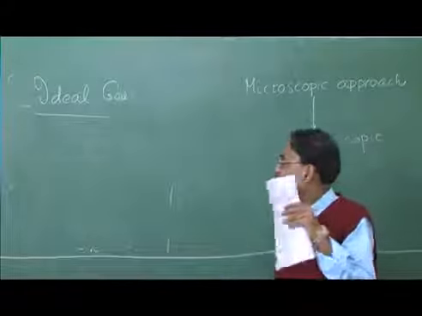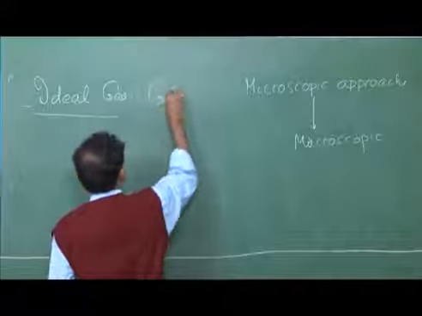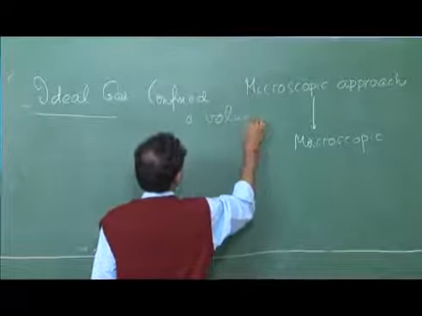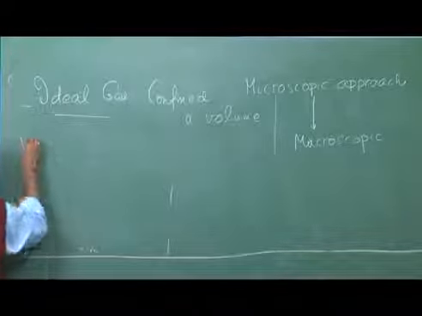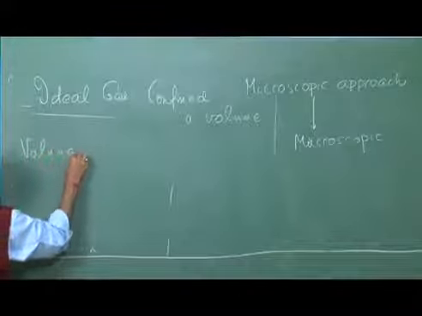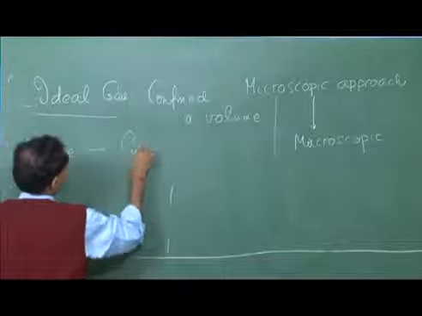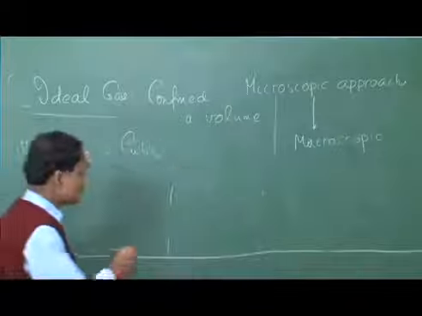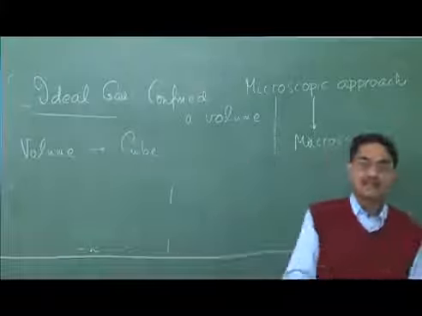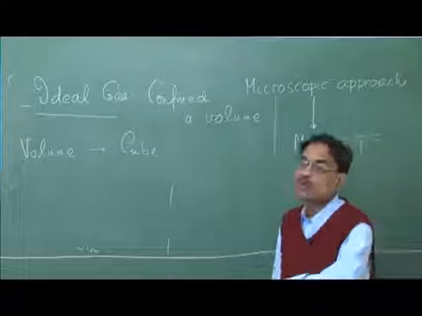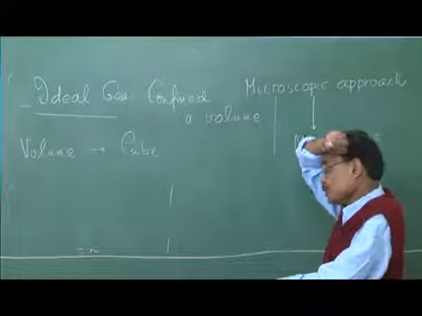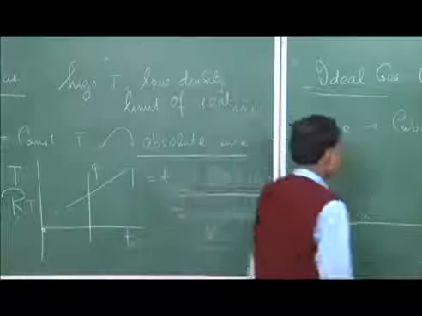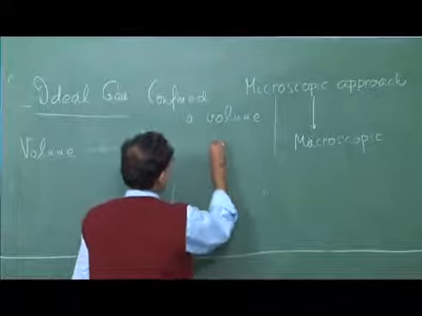Now, an ideal gas confined in a volume V, which I choose to be a cube. Well, it need not be a cube, it could be a sphere also. This whole calculation goes through, but the mathematics will be slightly more complicated. You will need a different coordinate system, which you will learn later, called the spherical polar coordinate system. But for simplicity, I will use a cube of volume L cubed.